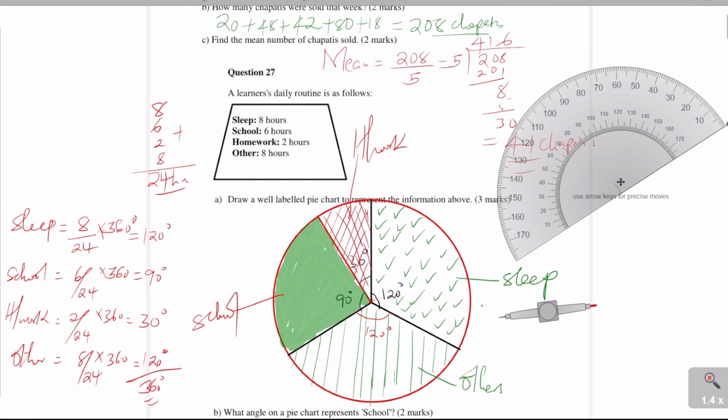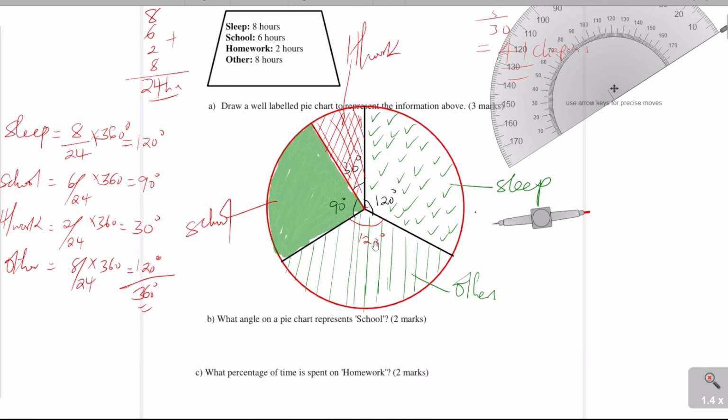So now you can see all the proportions are clearly visible, and you can distinguish among them. You can know which one is bigger, which one is smaller, and so on. So that is how you draw the pie chart, by first obtaining the angles. Then after obtaining the angles, you can measure them accurately, and you start from the largest to the smallest. We go to the other question.